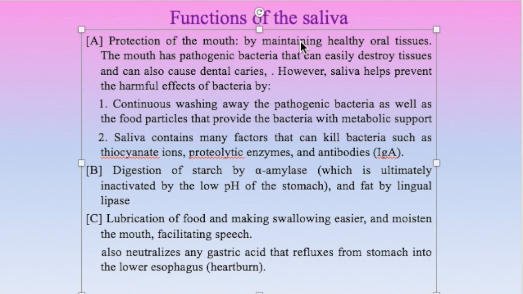The second function of the saliva is the digestion of starch by the enzyme alpha amylase, and to a lesser extent the digestion of fat by the lingual lipase. And the third function is the lubrication of the food, making swallowing easier, and moistening the mouth and facilitating speech. Also, saliva neutralizes any gastric acid that refluxes from the stomach into the lower esophagus.